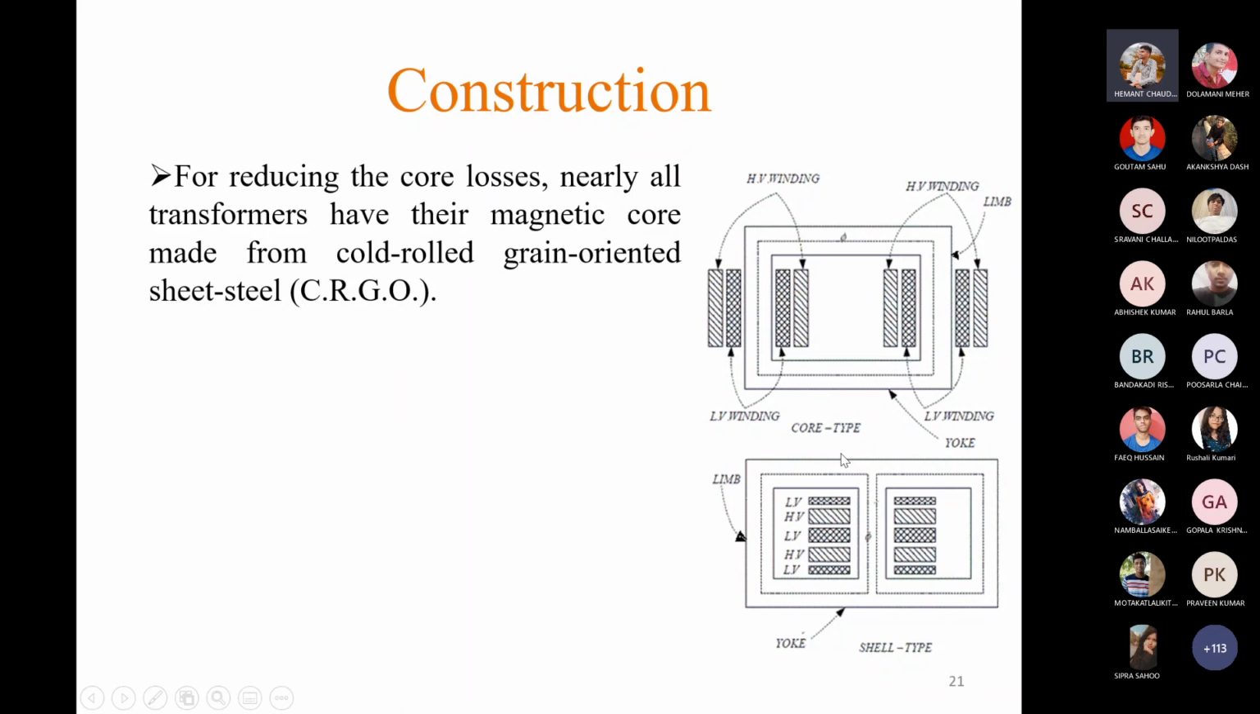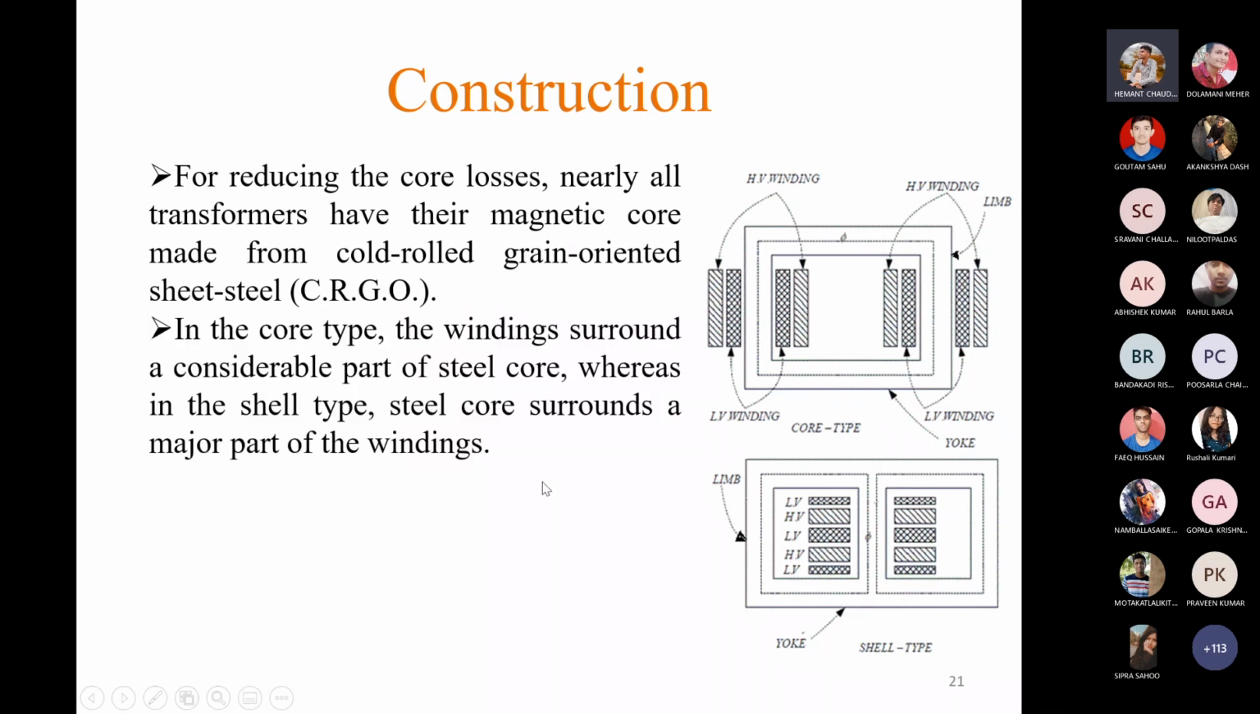The core material used is CRGO steel. What is this CRGO steel? This is a special type of steel known as cold rolled grain oriented steel, and this steel reduces the magnetic loss, that is core loss. There are two types of core losses: one is eddy current loss, another is hysteresis loss. Eddy current loss can be minimized using this stack of laminations, and better magnetic material is used to reduce the other loss, that is hysteresis loss.